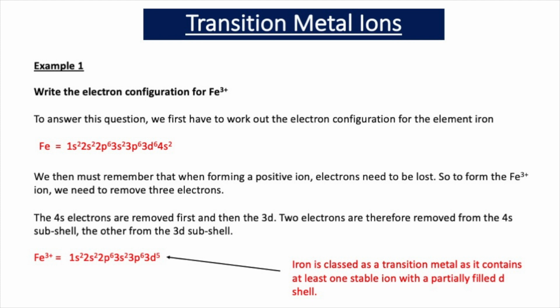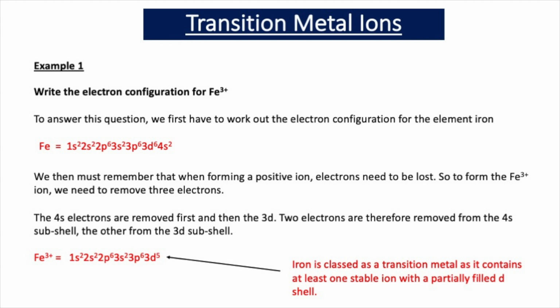So now let's look at this in practice by writing the electron arrangement for some transition metal ions. So if we start with the electron configuration for Fe3+. Now, an Fe3+ ion means that the iron atom has lost 3 electrons. So to do this, we first have to write down the electron arrangement for iron. So this is 1s2, 2s2, 2p6, 3s2, 3p6, 4s2, 3d6.